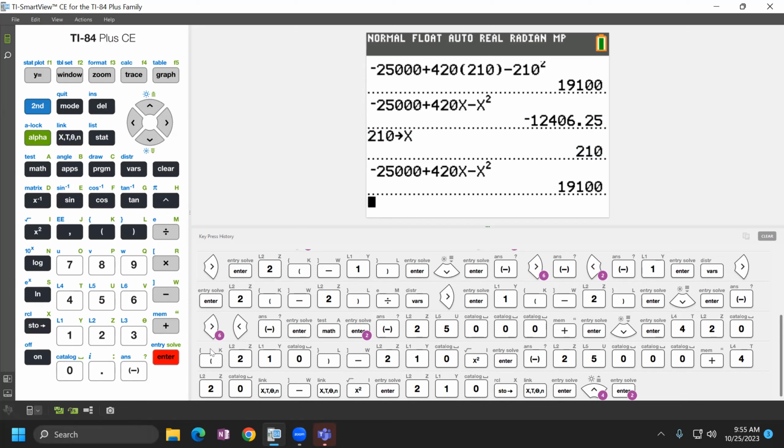So it's probably faster to store the 210 in the X first, then type that algebraic expression in and then hit enter. So you can do it either way. You can plug in the 210 yourself and let your calculator evaluate it, or type it in exactly the way the function is in your problem, and then store whatever value of X you have in there.